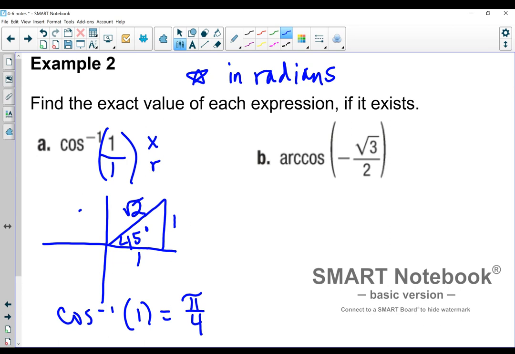And if we're going to label with radians, we can have both radians and degrees, but we shouldn't just have degrees. So I'm going to also write pi over 4 here.